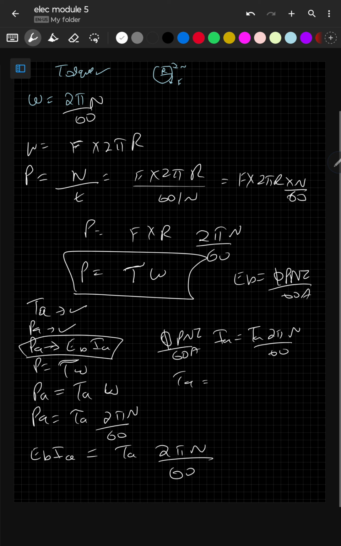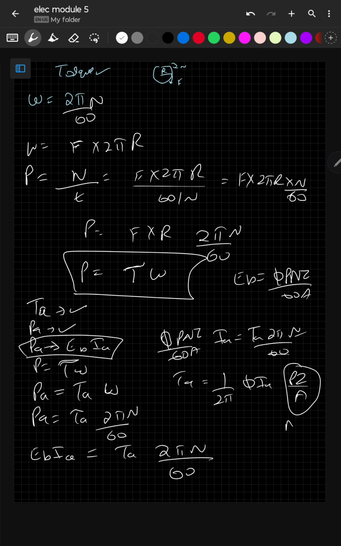So TA is equal to, 60 cancels, n cancels. So TA equals 1 by 2 pi into phi IA PZ by A. This becomes constant. P is the number of poles, Z is the number of conductors, A is the number of parallel paths, phi is the flux per pole, IA is the armature current, and this is in Newton meter. So T is exactly proportional to phi into IA.